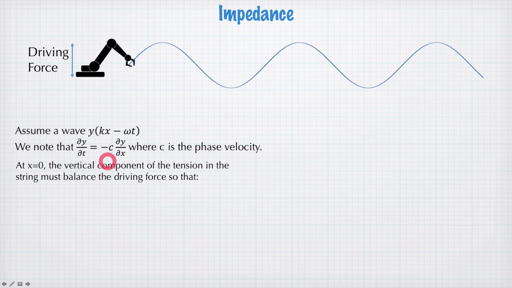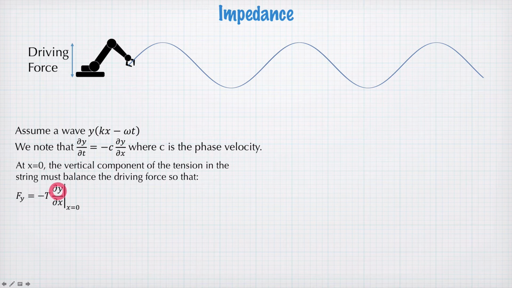At x equal to 0, the vertical component of the tension in the string, so this string we assume has constant tension, capital T, the vertical component of that tension must balance the driving force. So if the tension is pulling in the upwards direction, the force due to the robot arm must be pulling in the downward direction to exactly balance that tension. Because we're thinking about driving an infinitesimally small mass here, so we want these forces to cancel, to first order at least. So the force provided by the robot arm must be equal to -T, the tension, times dy/dx.